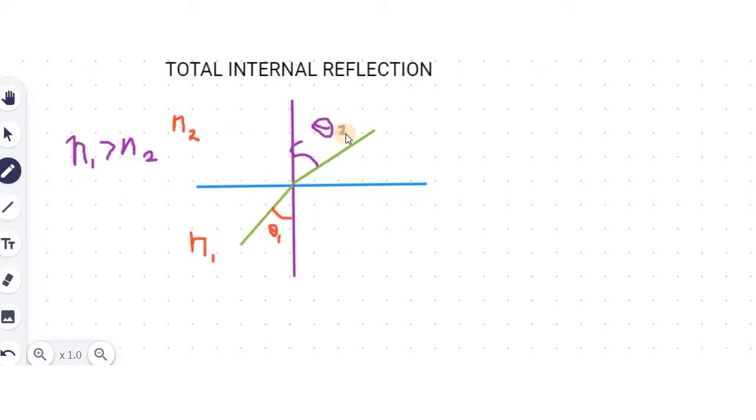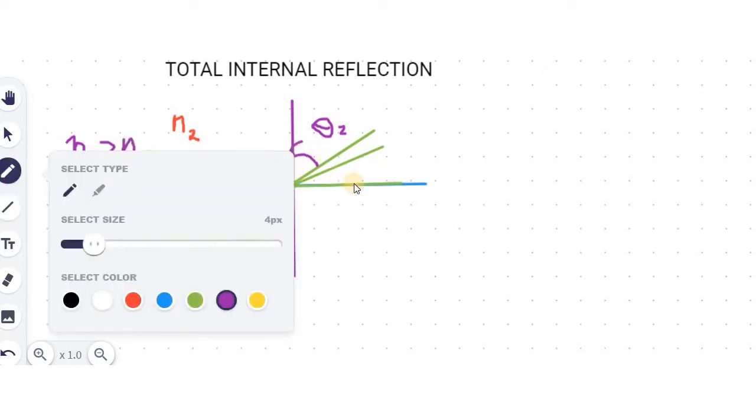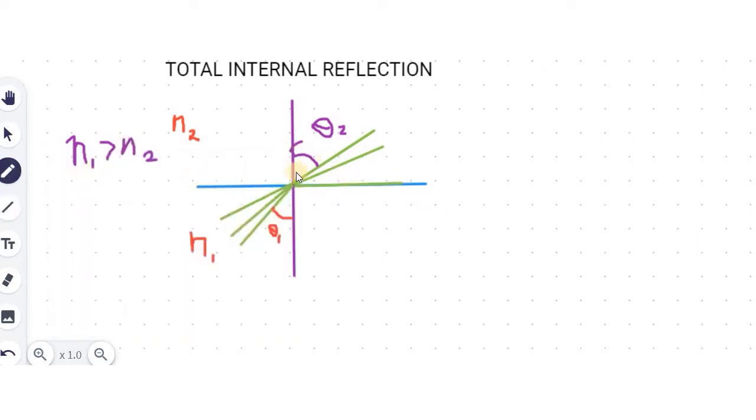Now I'm increasing my angle of incidence. Angle of incidence changes to here. Then the refracted ray bends away from the normal like this way. And again, if I'm increasing the angle of incidence, at a particular angle of incidence the refracted ray will be along the interface region, and this angle will be 90 degree.